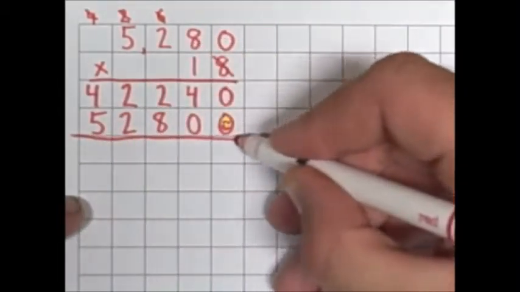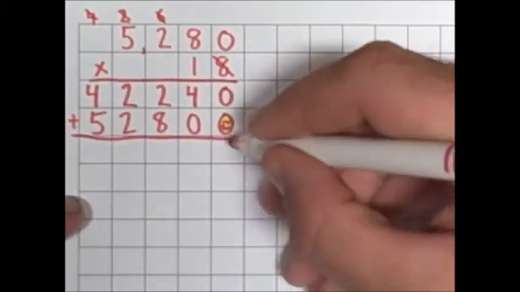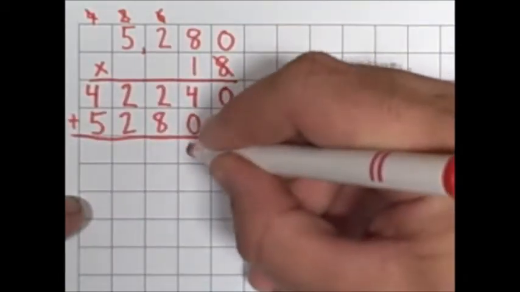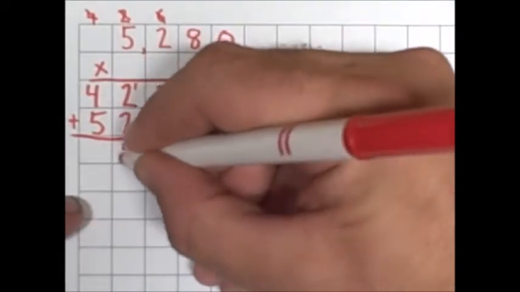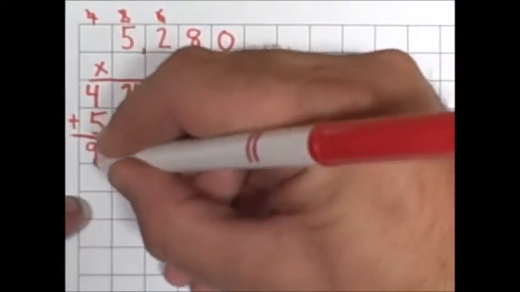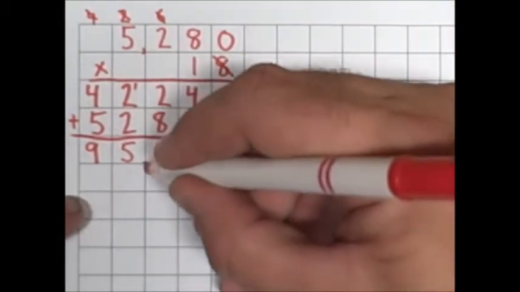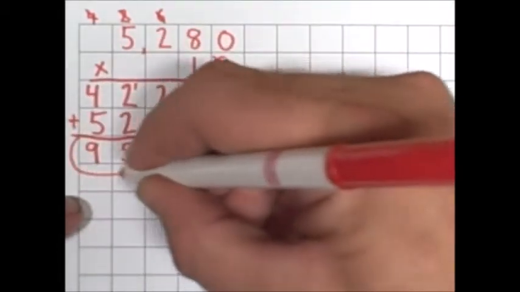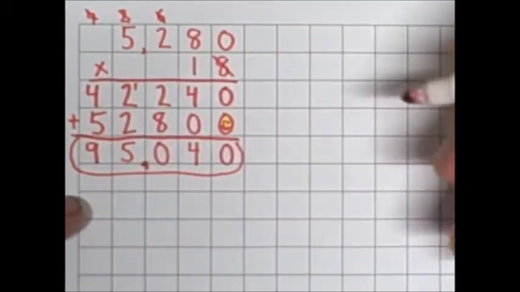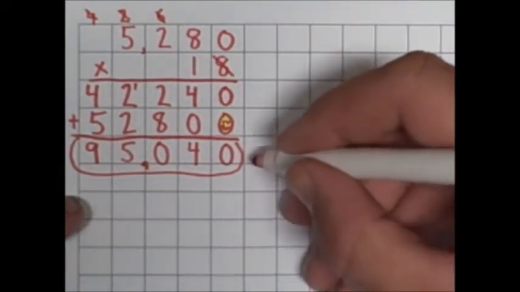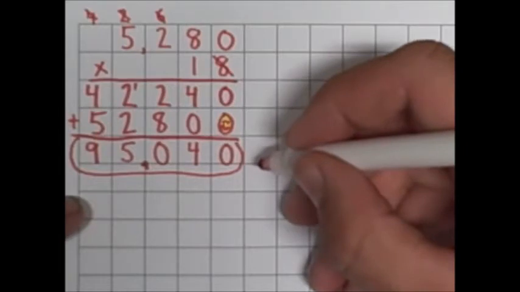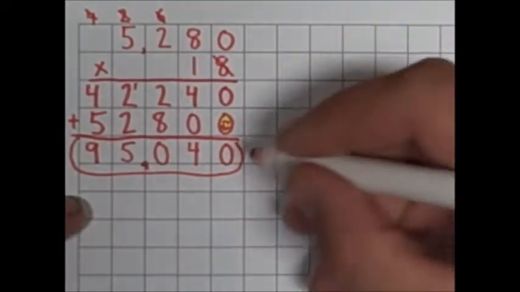Then I'm going to add together my 2 partial products. Taking great care when I'm regrouping. Placing my comma in the correct place. Circling my answer. And of course giving a label. Campbell ran 95,040 feet.